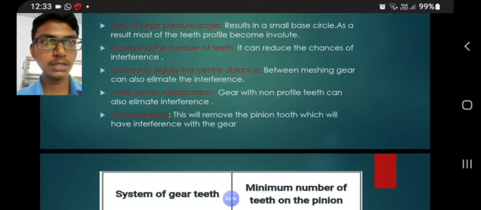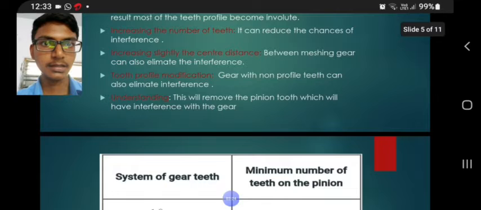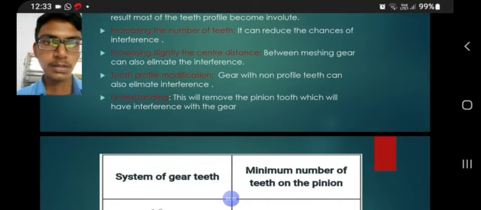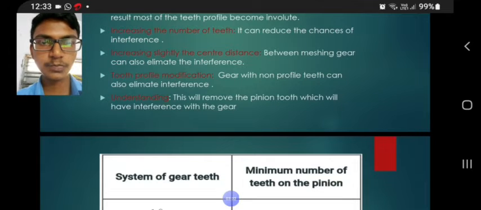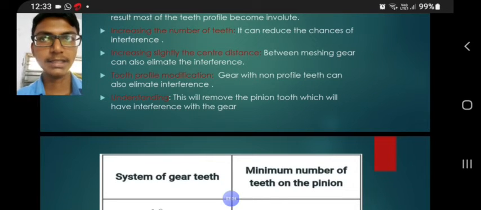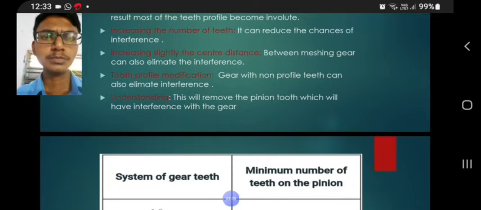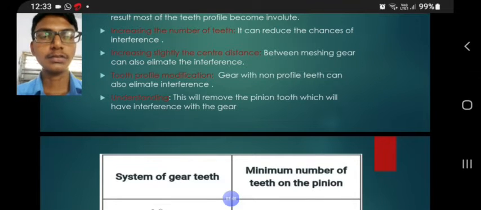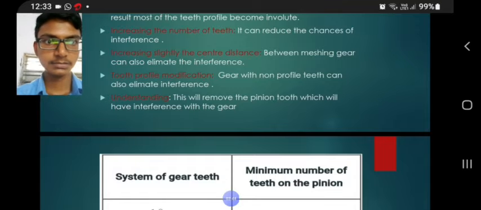And then tooth profile modification. Gears with modified profile teeth can also eliminate interference. And then, that is undercutting. Sorry, it is my mistake. Undercutting is the process of cutting the tooth where the interference occurs. By cutting the tooth that interferes between the two meshing gears, we can reduce the interference.